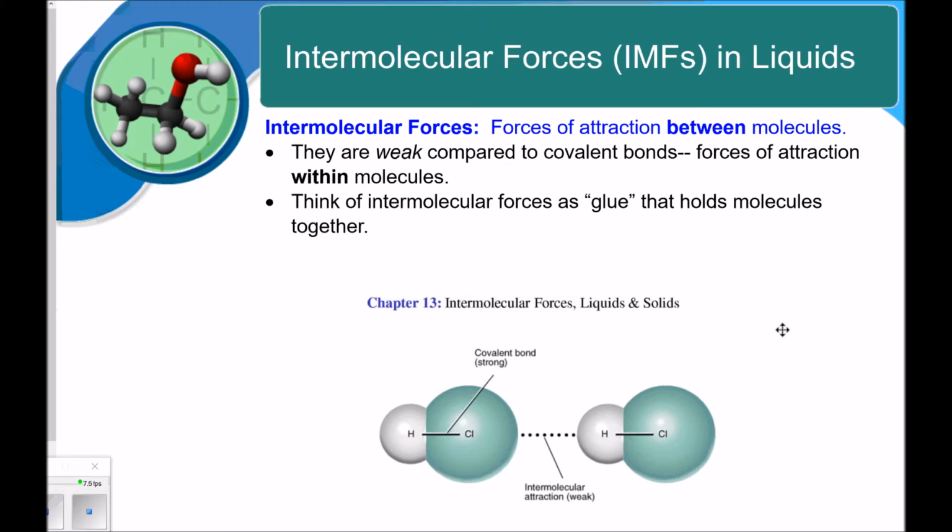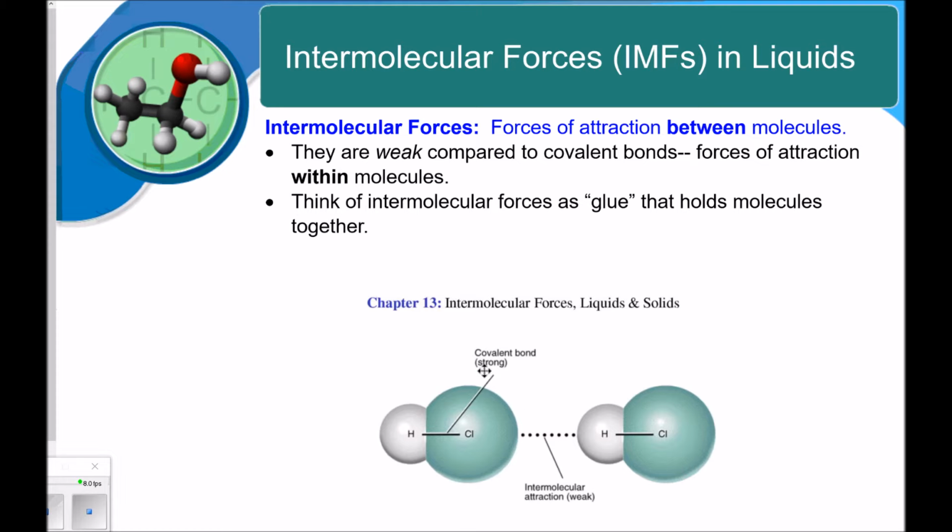Okay, so intermolecular forces in liquids. If we're lazy, we might call them IMFs, so get used to that as well. Intermolecular forces are forces of attraction between molecules. So bonds are forces of attraction within molecules, bonding different atoms together. Intermolecular forces are forces of attraction between different molecules.